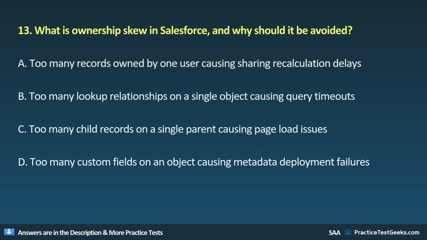13. What is ownership skew in Salesforce and why should it be avoided? A. Too many records owned by one user causing sharing recalculation delays. B. Too many lookup relationships on a single object causing query timeouts. C. Too many child records on a single parent causing page load issues. D. Too many custom fields on an object causing metadata deployment failures.